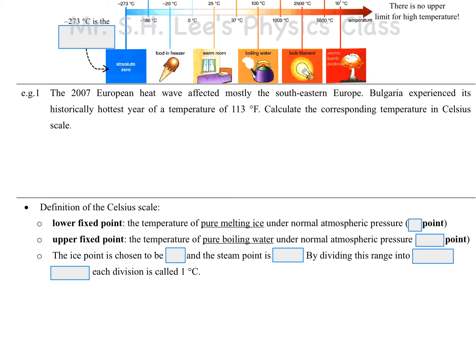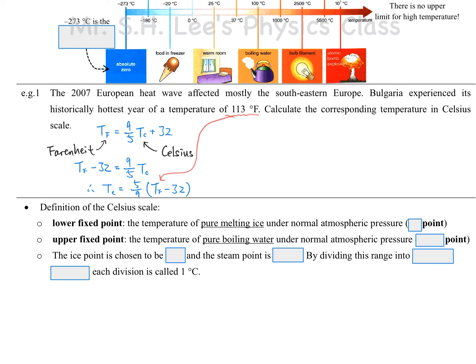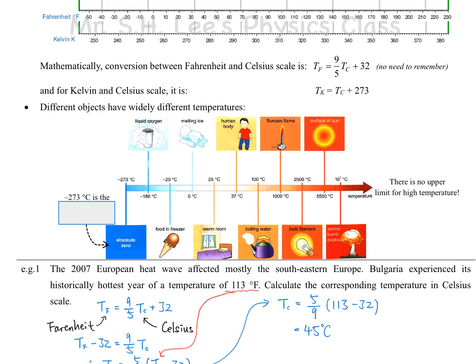To do this, we apply this conversion formula between the Fahrenheit and the Celsius scale. Then let's rearrange this equation such that Tc, the Celsius temperature, is the subject. This can be easily done by the following two steps. And finally, all we have to do is just put the 113 into Tf, then the resulting value is 45 degrees Celsius.